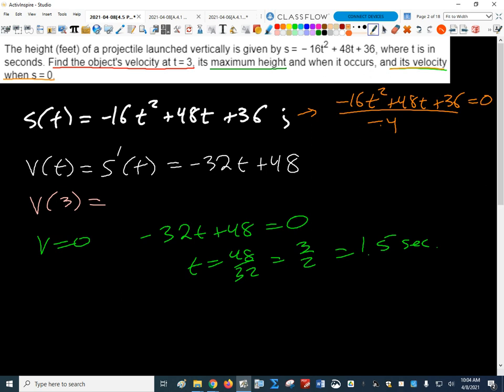And the negative is key, right? Because when we solve a quadratic equation in standard form, remember, we always want a to be positive. So if it's negative, we're going to change that. Multiply or divide both sides by a negative. So that's going to give us 4t squared minus 12t minus 9 equals 0.